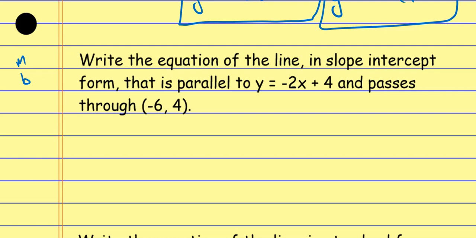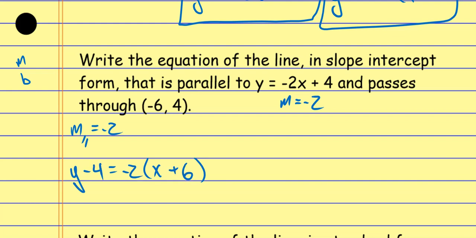Okay, so for this one, if I were to write in point-slope form, because I want to be parallel to that line, and this guy has a slope of negative 2, I want my line to have a slope of negative 2. And so if I wrote this thing in point-slope form, the slope goes here. I plug in the ordered pair. That's a plus 6 and a minus 4. There it is in point-slope form. And again, that made sense because I have a point and I have the slope.